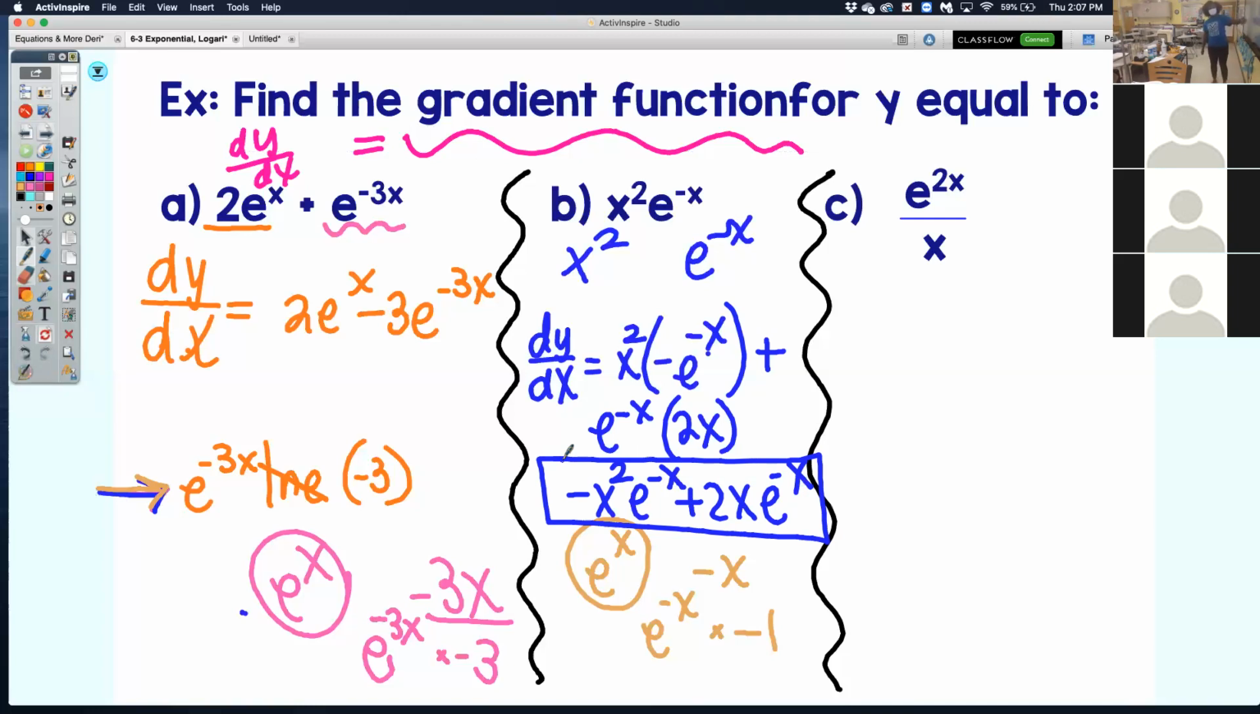No need to go an additional step to try to factor out e to the negative x out of both terms, or even an x out of both terms, if you're just finding the derivative. Okay? You just continue to keep going when you don't have to.